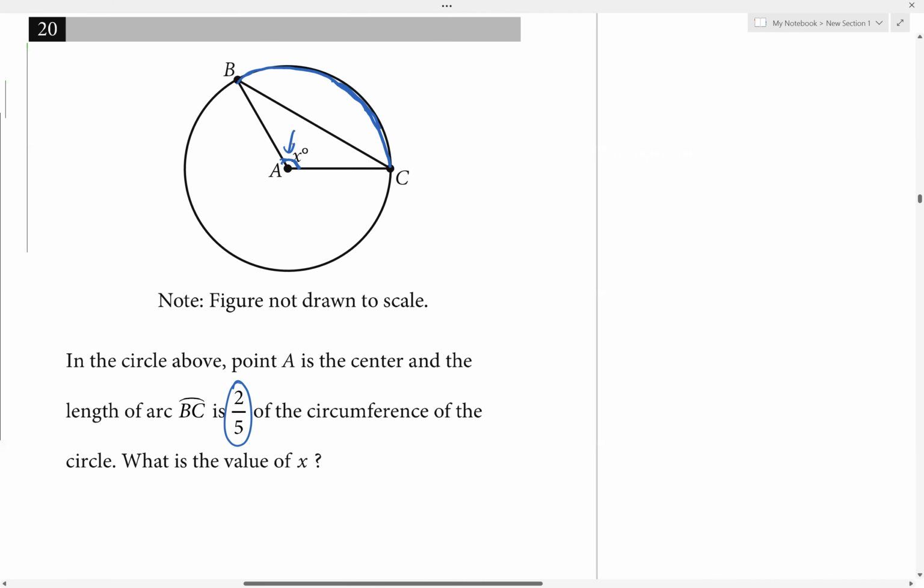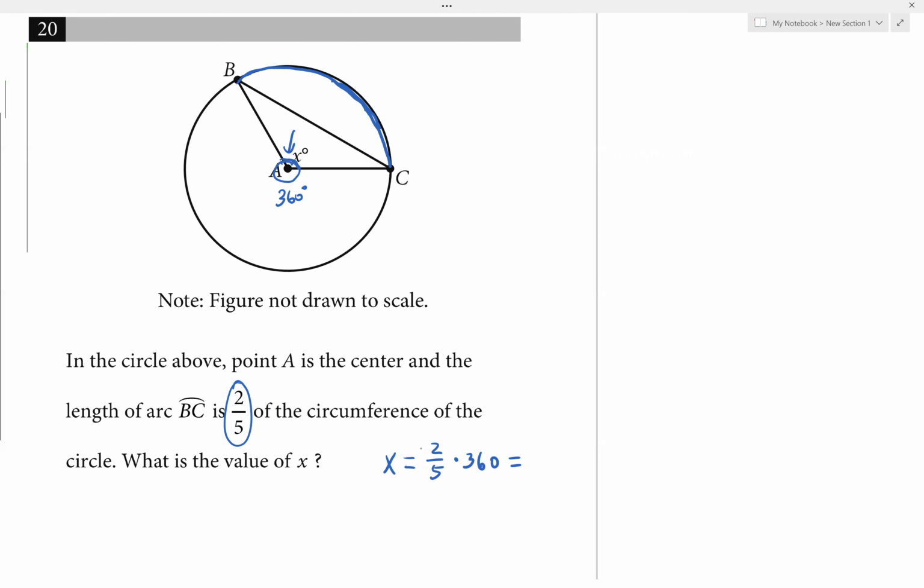Well, how many degrees do we have in the whole circle? The whole thing, if you go around the full circle, that should be 360 degrees in total. Okay, so then we know x should be 2/5 of 360 degrees. So we can just use a fraction and multiply by the measure of the whole circle, and that should be our answer.